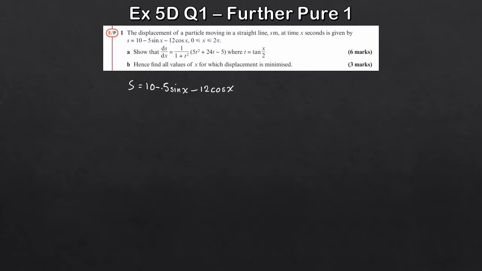So the first thing we'll do here is we want ds by dx. So let's just differentiate this, see what we get. So ds by dx. So differentiating this should hopefully be quite standard. The 10 will just disappear. Minus 5 sine x, well, this will be minus 5 cos x. And if you differentiate cos, you normally get minus sine, so this is minus 12 lots of minus sine x, giving us plus 12 sine x. So far, pretty standard, nothing crazy.